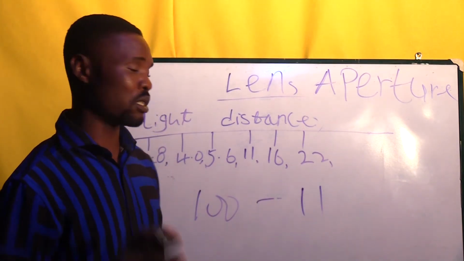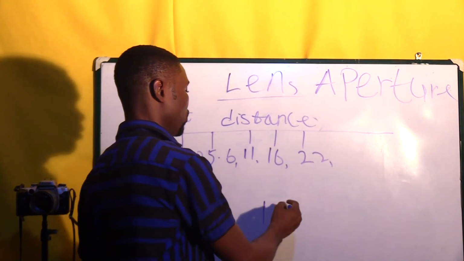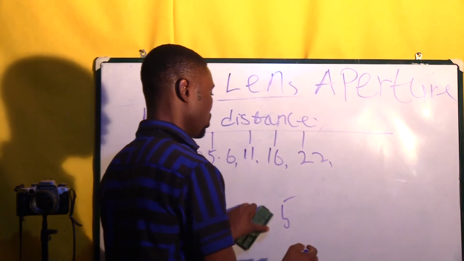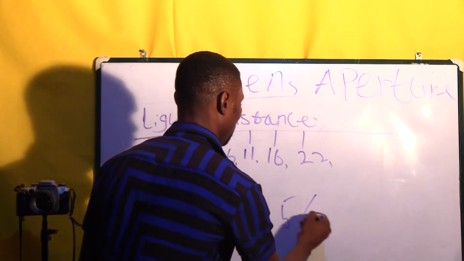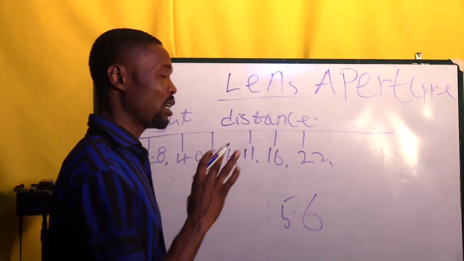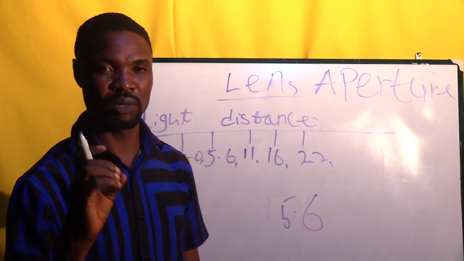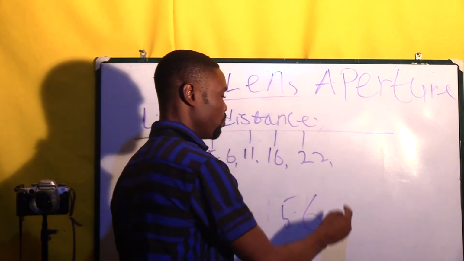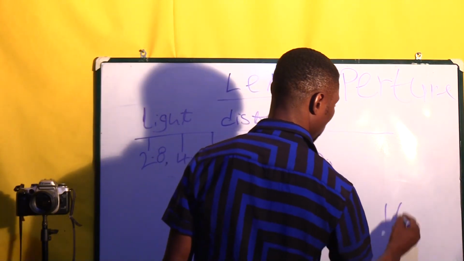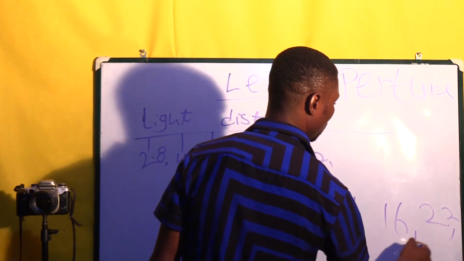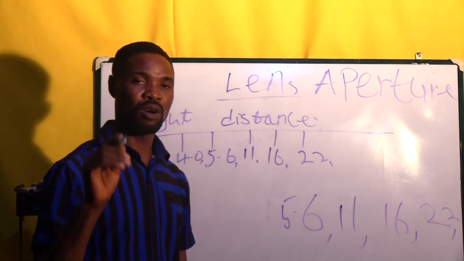But if you are taking a group object, let me advise you, in taking a group object, don't think of going down below 5.6. Don't go down below 5.6 while taking a group object, because if you go down below that, you will have a blurred image. So it's advisable while taking a group picture or a distance image, go from 5.6, 11, 16, or 22.